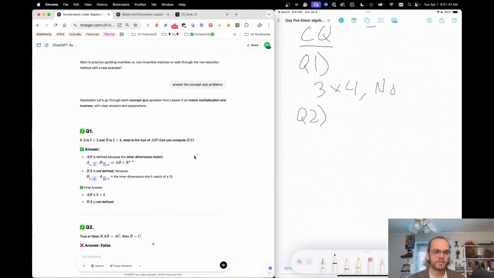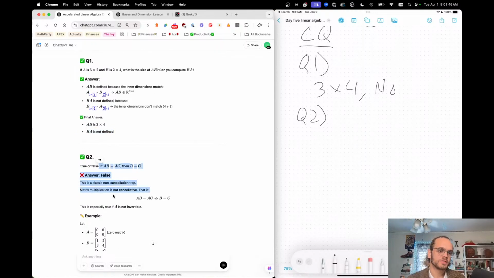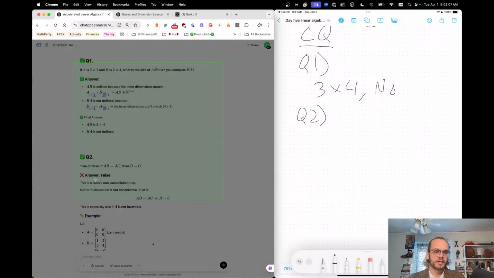So AB is 3 by 4, BA is not defined. I was right for the first question. This is false. I had a feeling. This is a classic non-cancellation trap. Matrix multiplication is not cancellative. That is, AB equals AC does not imply B equals C. This is especially true if A is not invertible. All right. I'm going to screenshot that for sure because that's a tricky one that I got incorrect.